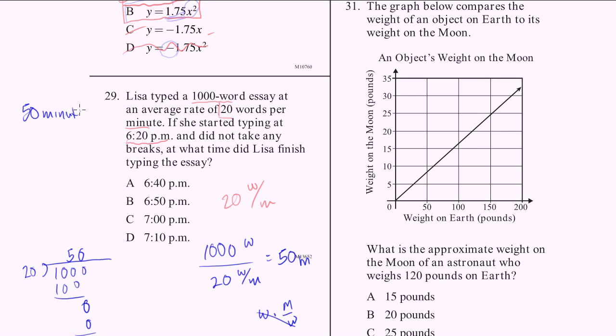50 minutes. So she starts at 6:20 p.m. So at 7 p.m., she's worked for 40 minutes. That's 40 minutes, right? Because there's 60 minutes in an hour. But she works for 50 minutes. So she does another 10 minutes. So that gets her to 7:10. So the choice is D.